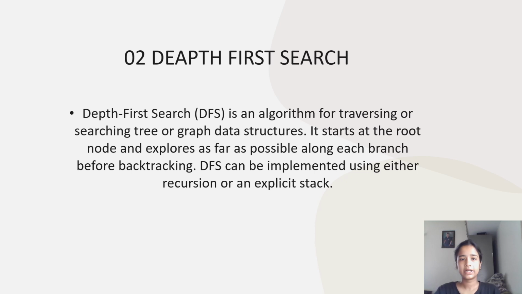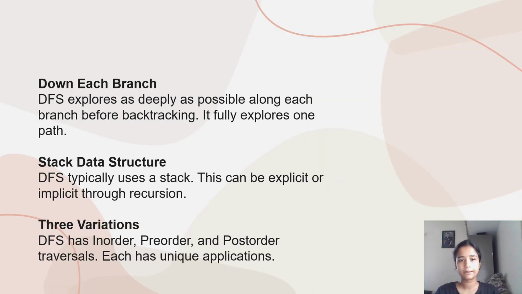Depth first search. Depth first search, or DFS, is an algorithm for traversing or searching a tree or graph data structure. It starts at the root node and explores as far as possible along each branch before backtracking. So DFS can be implemented using either recursion or an explicit stack.